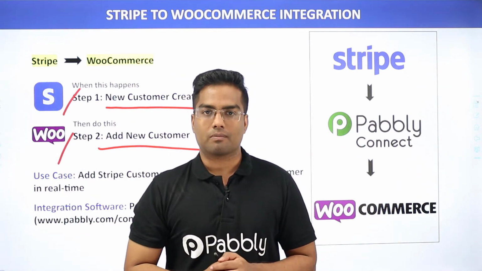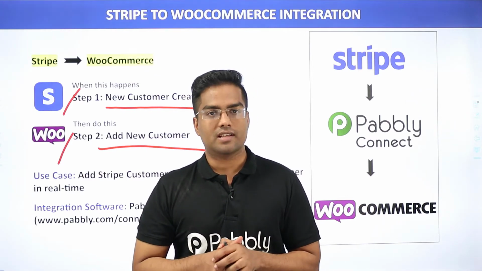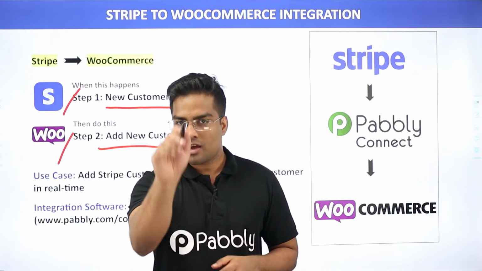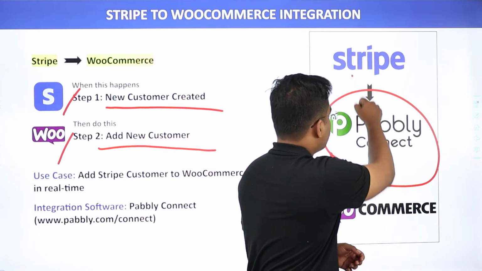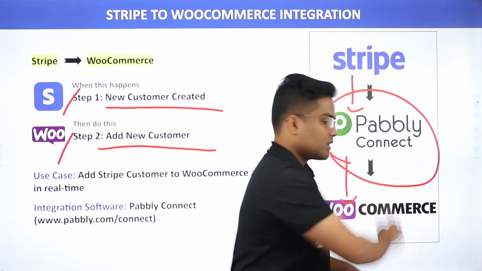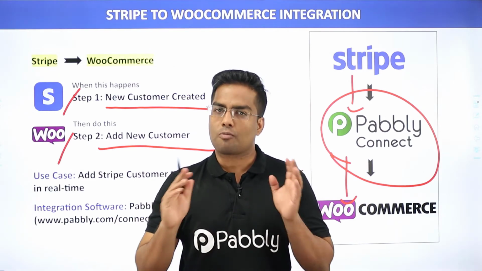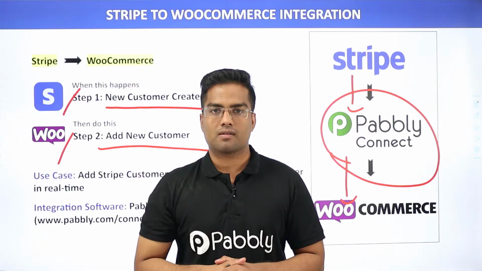But there is one minor problem. There is no integration between Stripe and WooCommerce. So in cases like these, we need to bring a third app to connect them both. In this video, we will be using Pabbly Connect to integrate Stripe and WooCommerce. And the best part of using Pabbly Connect is, there is no need for coding skills or programming knowledge. It can be done easily. Let me show you on my screen.